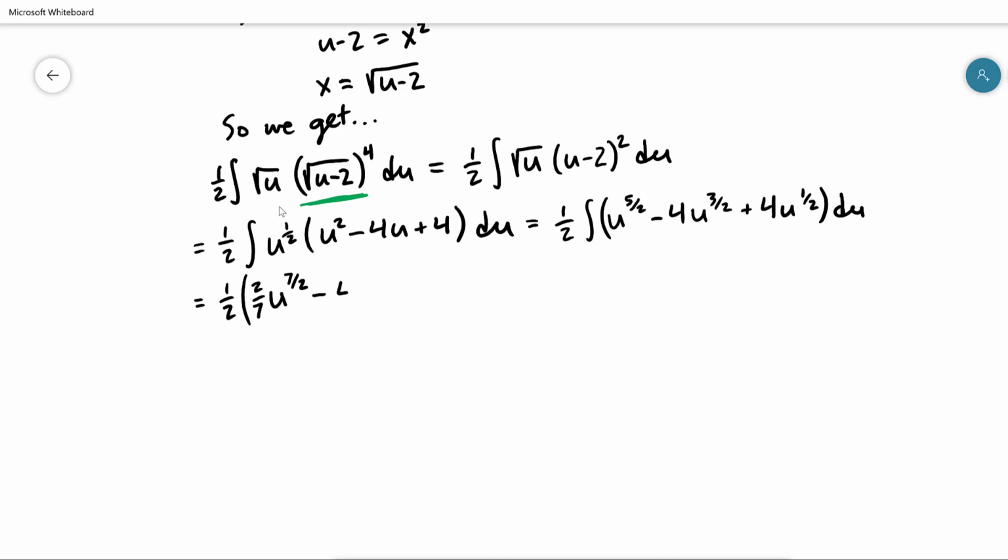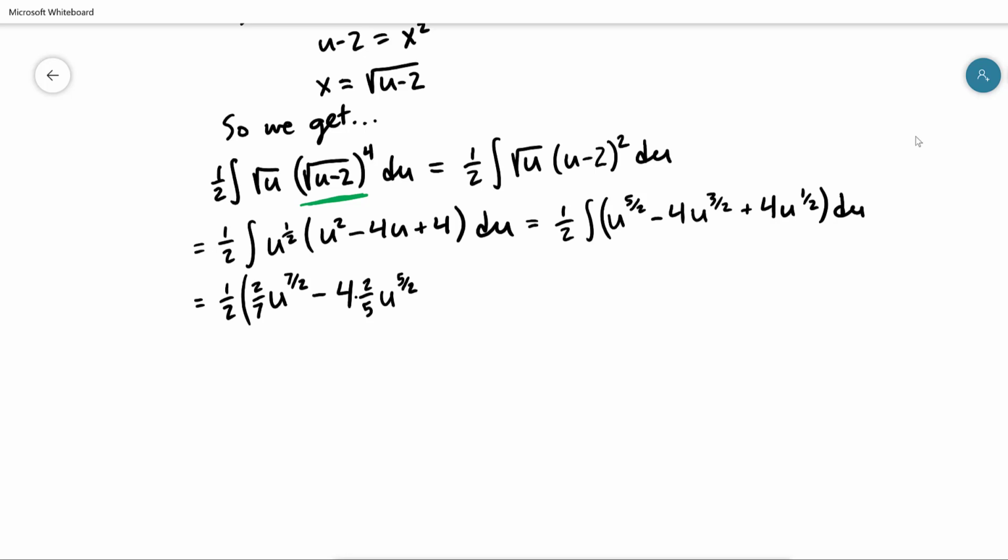The next term, I'll write down the minus 4, and now I'm just integrating the u to the 3/2. The integral of u to the 3/2 will be u to the 5/2. But again, when I take the derivative of u to the 5/2, it'll pick up an extra factor of 5/2 that I don't want, so it's actually going to be 2/5 u to the 5/2.